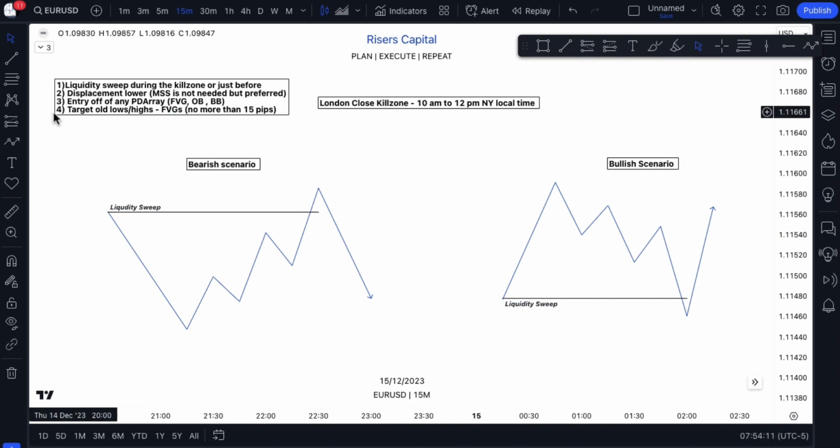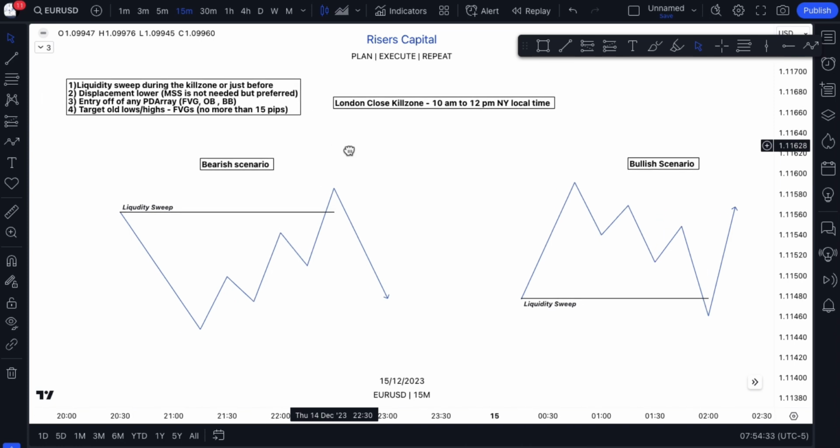And lastly, the take profit is old lows and old highs, and you can target fair value gaps. But remember, no more than 15 pips, because at the end of the day, the London close kill zone has less volatility than the normal kill zone, so we are not going to be targeting anything crazy.